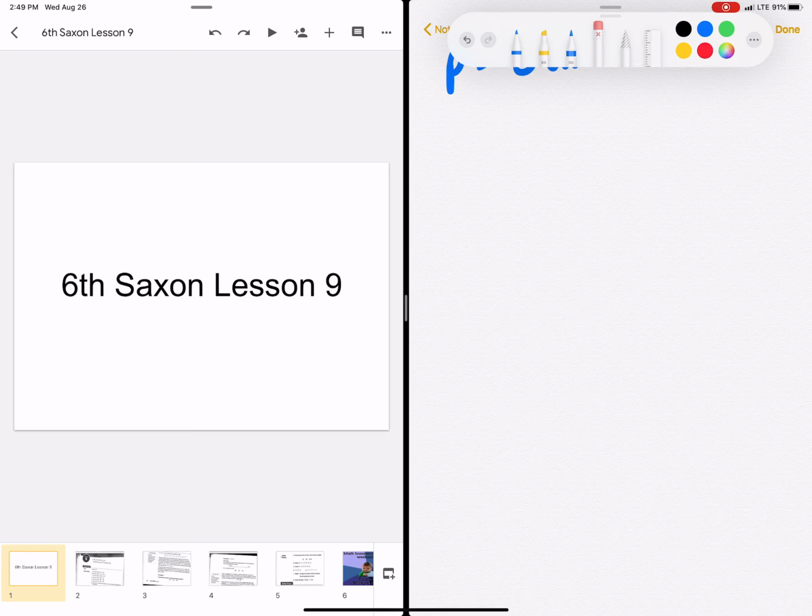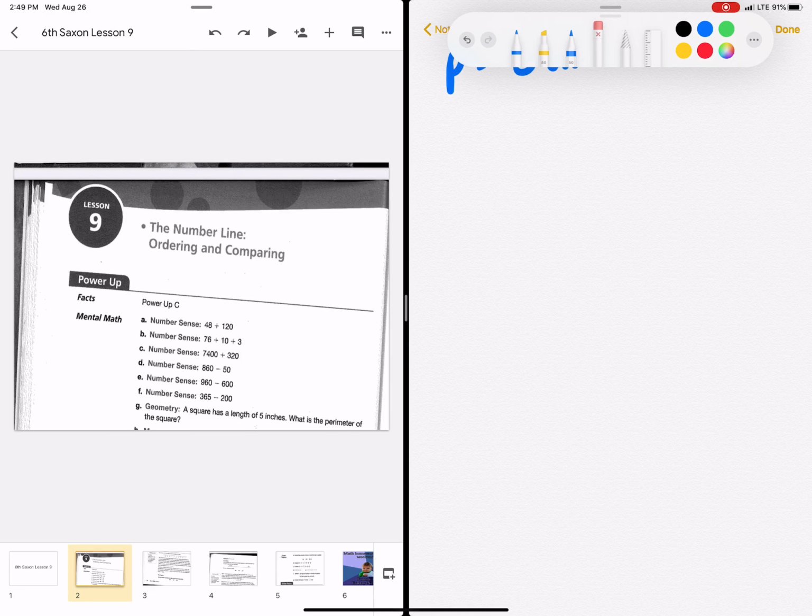All right, welcome back. This is lesson 9 in Saxon Math 6th grade. Its main focus is the number line, ordering, and comparing.